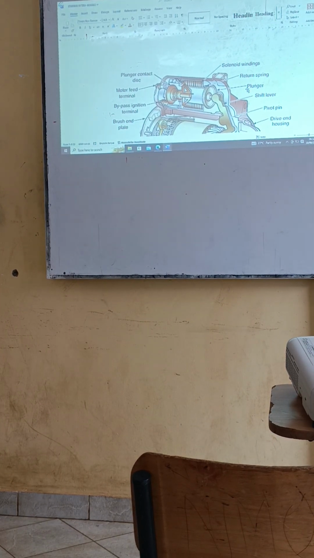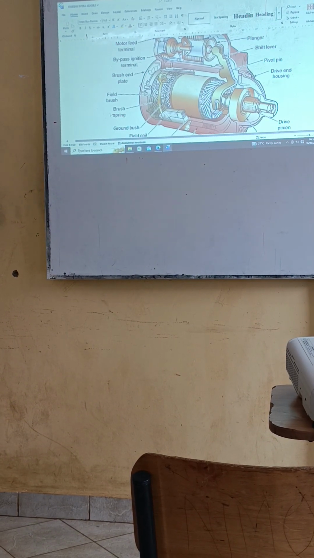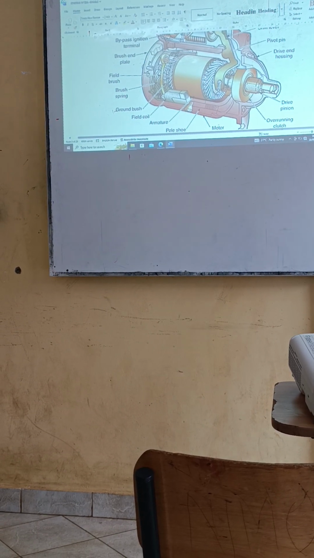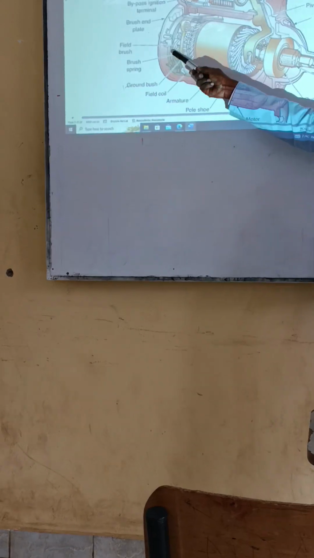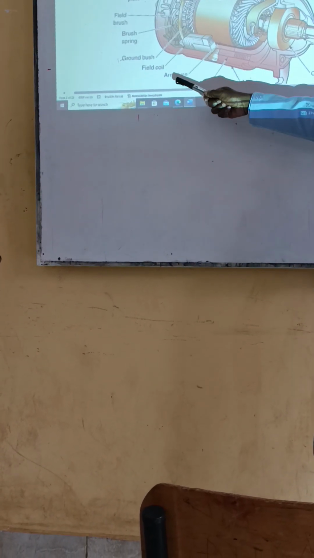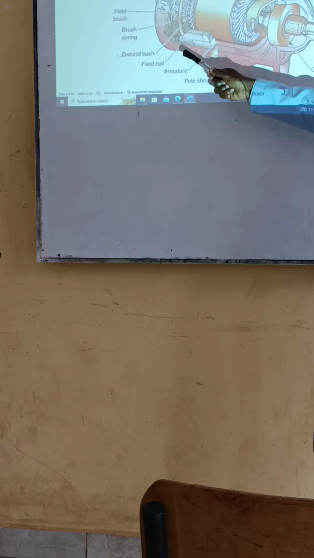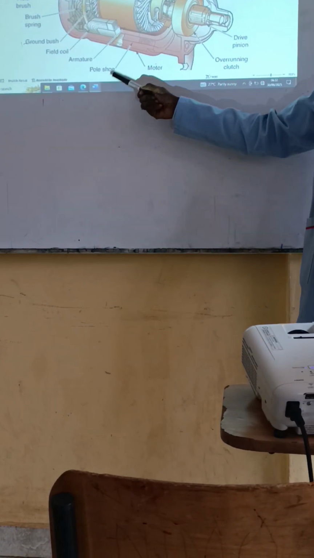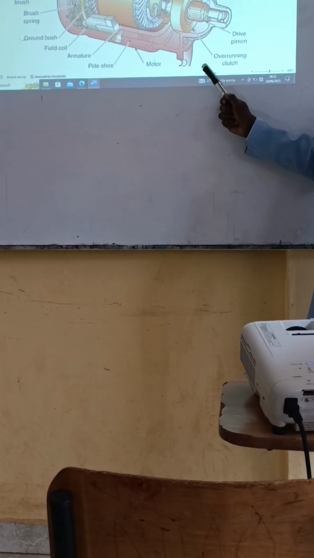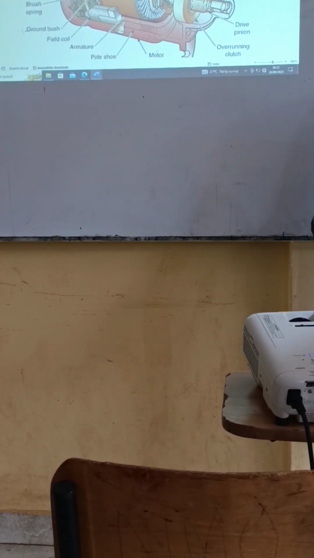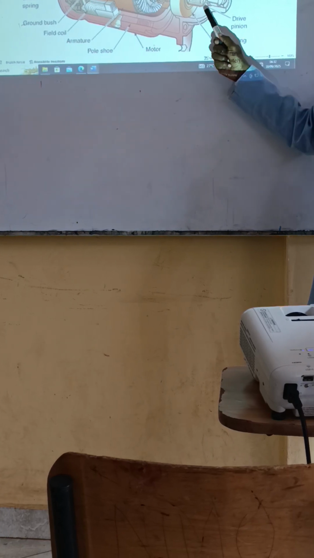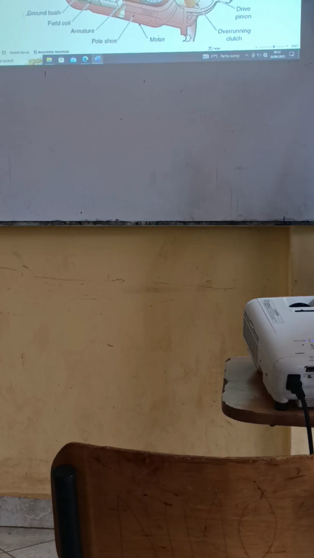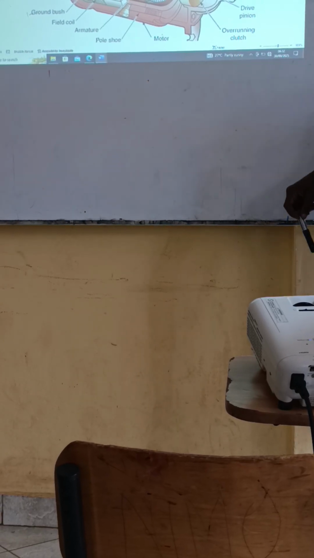And just below it, we have what we call the field brush. We have the brush spring here. Then coming over this side, we have the ground brush. We have the field coil. We have the armature, which is a major component. We have the ball shoe, we have the motor, and then we have the overrunning clutch. We're going to talk about the function of the overrunning clutch. We have the drive pinion over this side, and then we will be able to check the drive end housing and the pivot pin, as we said before.